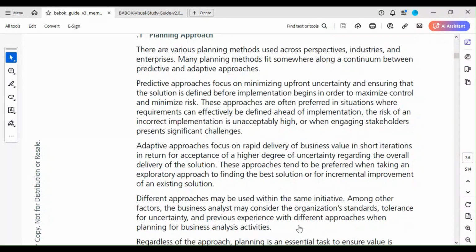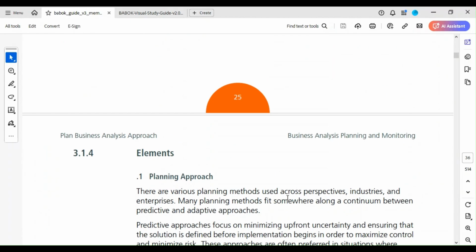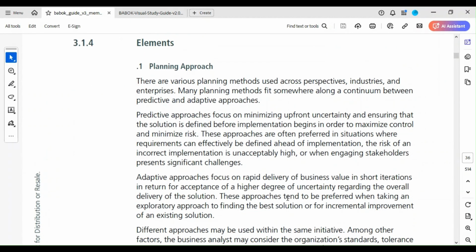Hello, everyone. Welcome back. I hope you were able to take some rest and also stretch. So, let's go back to planning, business analysis planning and monitoring. Okay, and we are on planning business analysis approach. So, the element: planning approach.